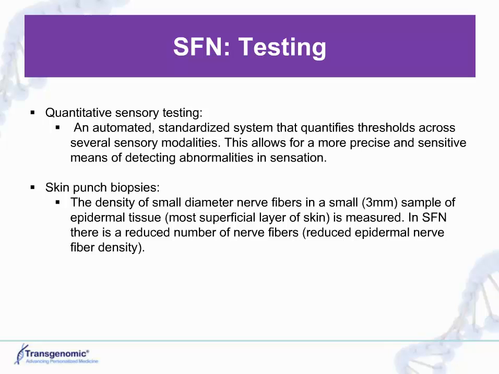In addition, skin punch biopsies are a very useful tool for diagnosing small fiber neuropathy. Here, the density of small diameter nerve fibers is measured in a small, approximately 3 millimeter sample of epidermal tissue. And in small fiber neuropathy, there is a reduced number of nerve fibers. The measurement that is referred to is the reduced epidermal nerve fiber density.